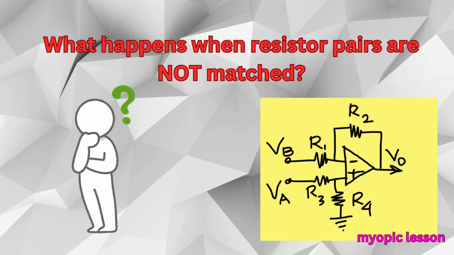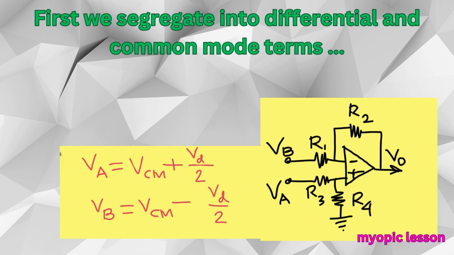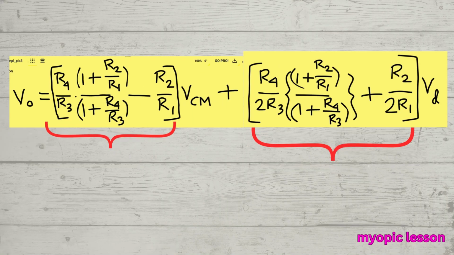To know the consequence of such mismatch, let us substitute the expressions of VA and VB in terms of VCM and VD into the expression of V0, the amplifier output. We arrive at the result where output voltage contains the two terms VCM and VD. Correspondingly, we get the expressions of two gains ACM and AD.